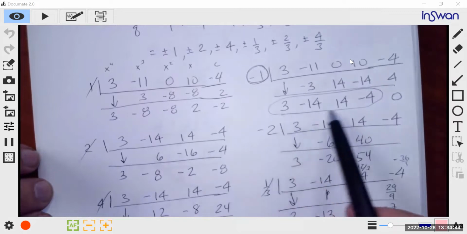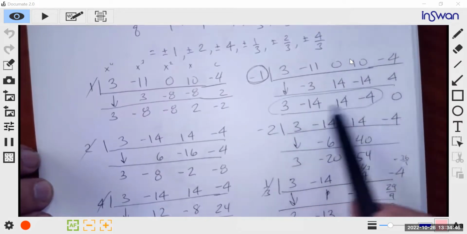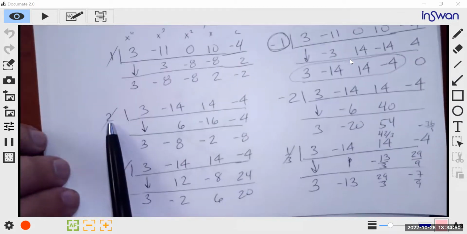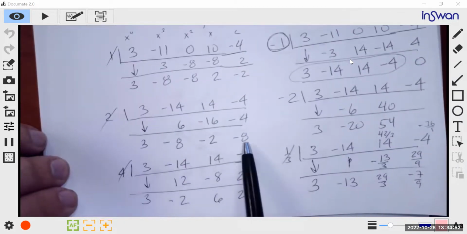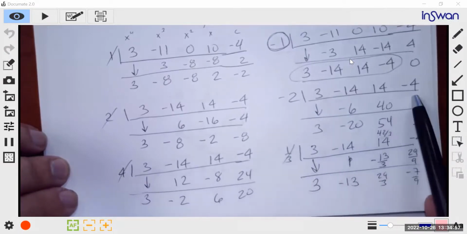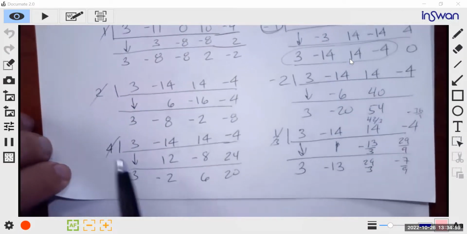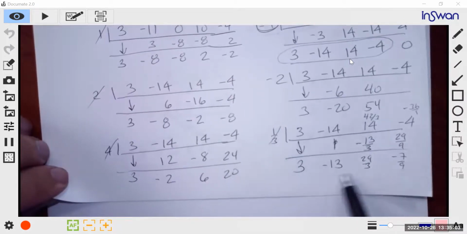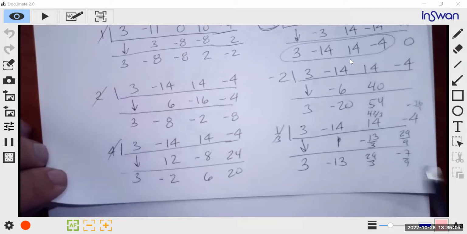Now all we have to do is solve for this equation. So positive 2, if we did that, nope, we got 8. Of course, it's not going to work, it's just getting bigger and bigger. Positive 4 gives us 20. 1 over 3 gives us a weird number.